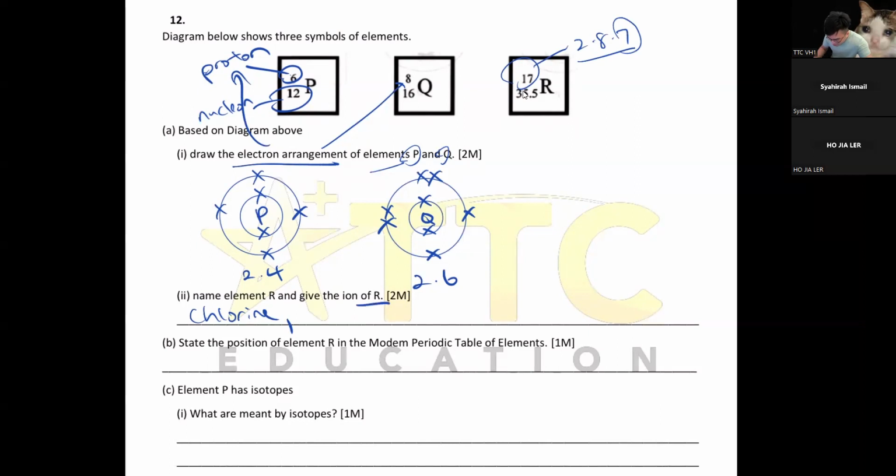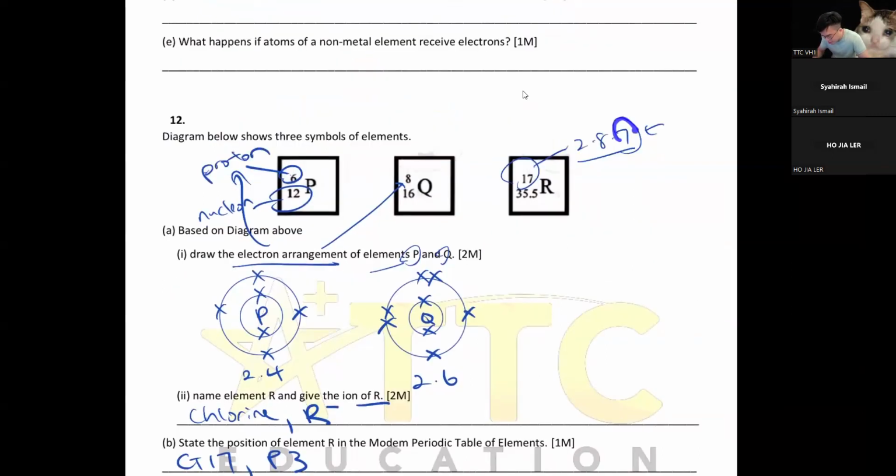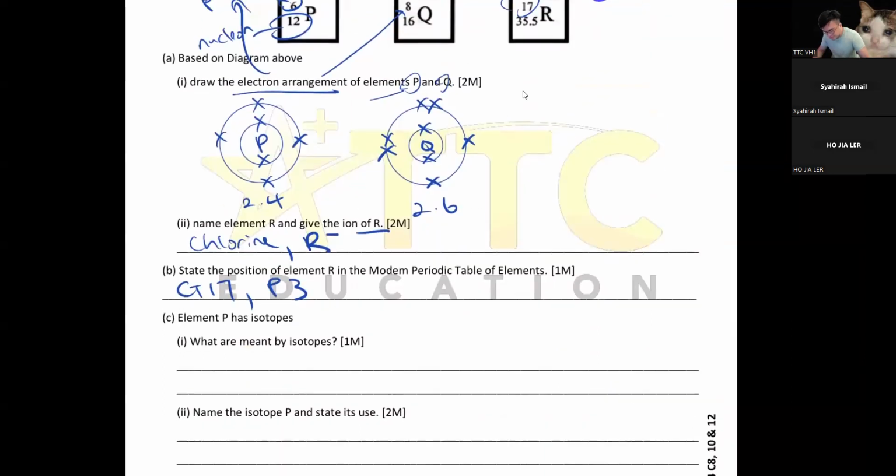Okay, ion of R, it will become R minus, because chlorine will take 1 to become 2, 8, 8. So when I take 1, I become negative. Right, position of R. R is in group 17, period 3, because this guy has 7 outside, 3 layers. So group 17 and period 3.